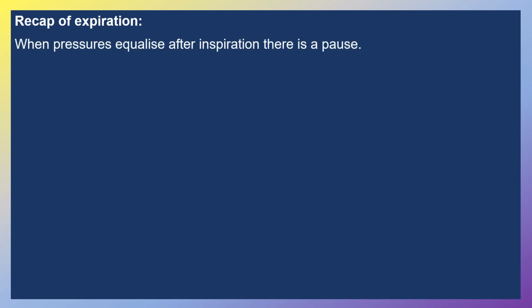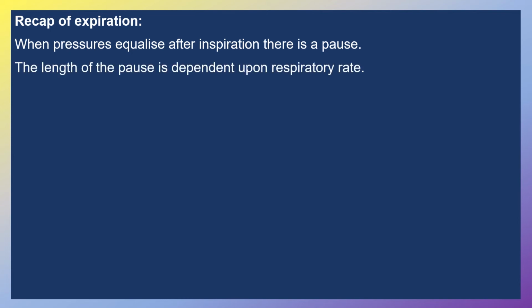So expiration then. Remember, we've had inspiration, we've had airflow in, and the air pressures between atmosphere and alveoli have equalized. When pressures equalize after inspiration, there's a pause. The length of the pause is going to be controlled. It's a bit like the delay at the AV node in cardiac autorhythmic pathways. You get a pause, and that's going to be dependent on respiratory rate.